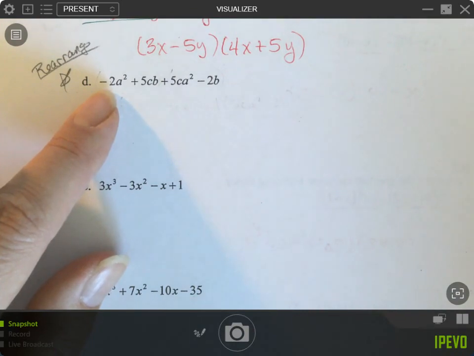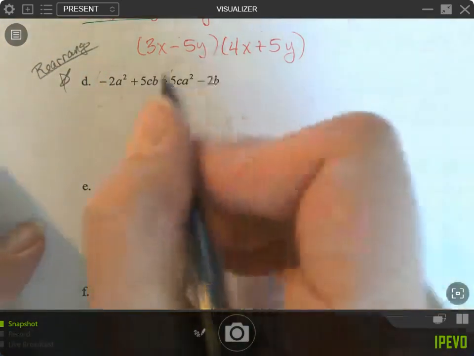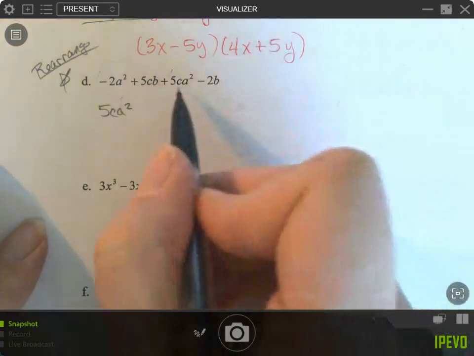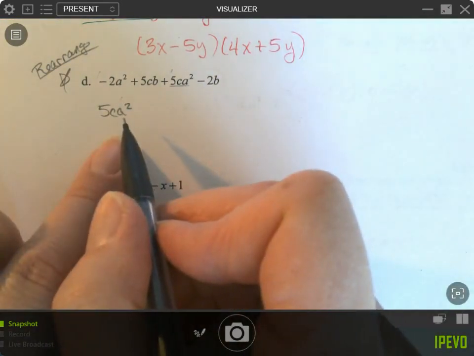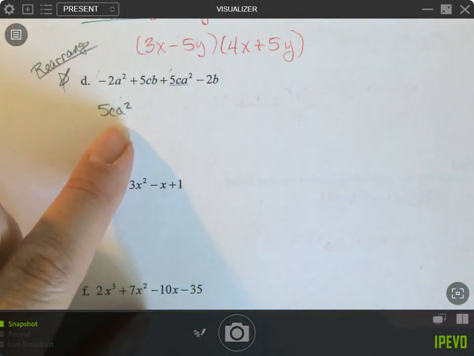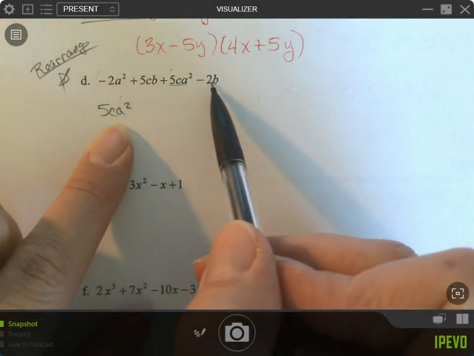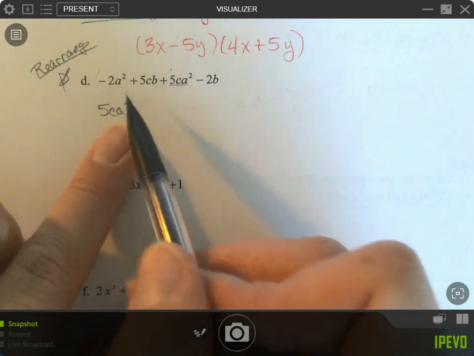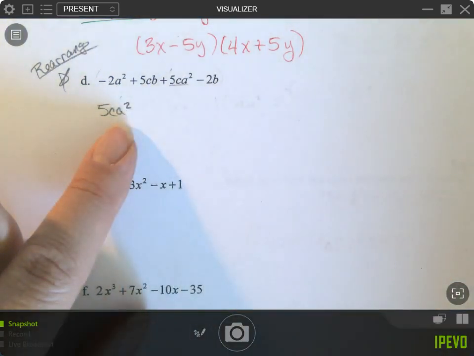Okay, what do you want to go first? Okay, 5ca squared. Now, if I have the 5ca squared first, what could I pick to go with it that would have something in common? Well, obviously not the minus 2b, right? Because that pairing didn't work. So if I pick the 5cb, that's good, or I pick the negative 2 because it has an a squared. Your choice. Which would you like? We can rearrange it a couple ways.